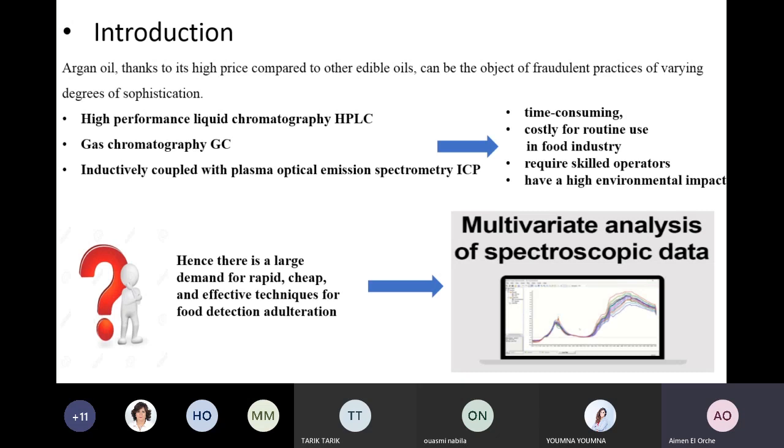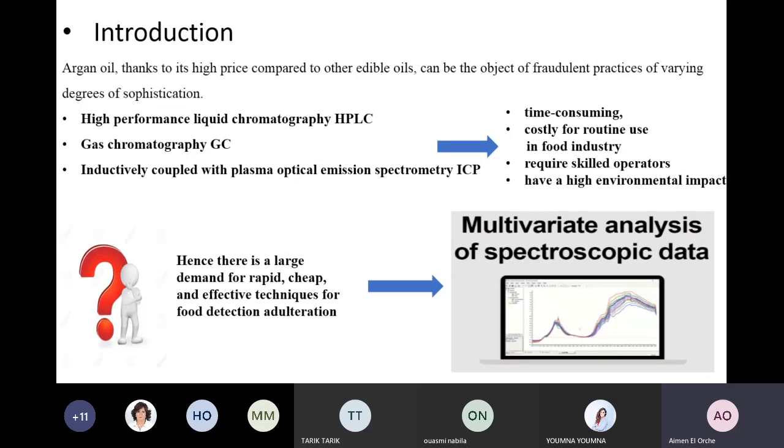As you know, argan oil, due to its high price compared to other edible oils, can be the object of fraudulent practices of varying degrees of sophistication. The most common ones consist in falsifying argan oil with lower priced oil. This practice has been the subject of numerous studies aiming to combat fraud that disrupts the market and damages the positive image of argan oil.